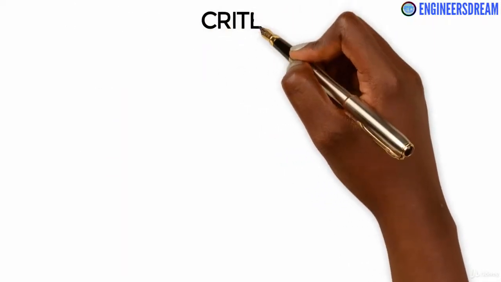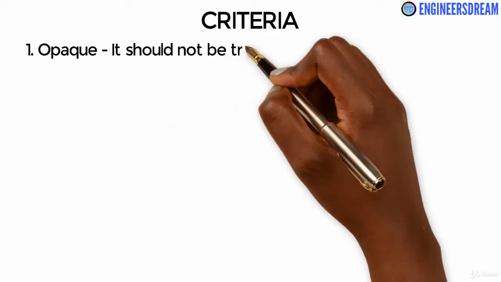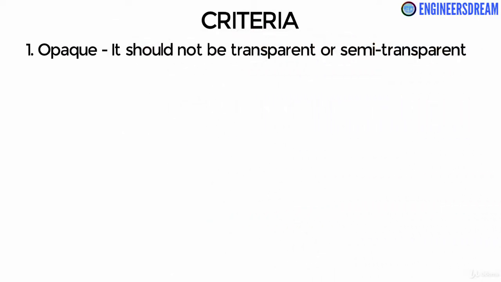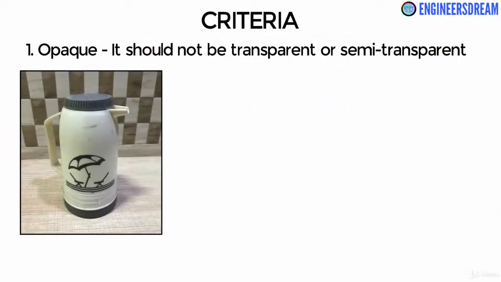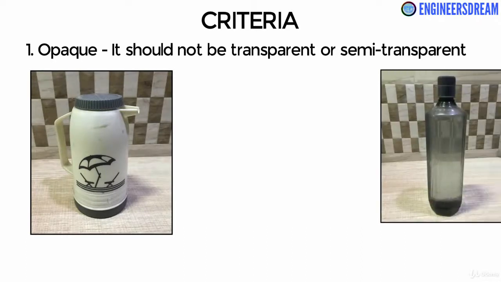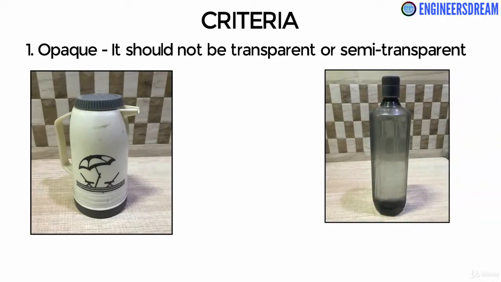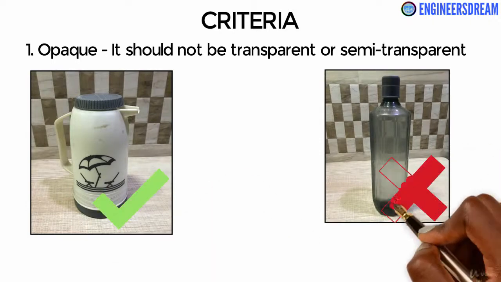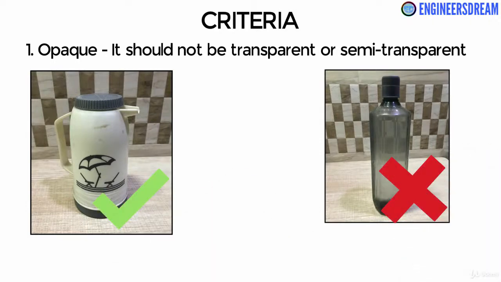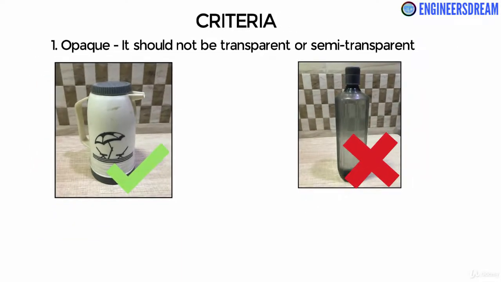Now, as per Vuforia's website, the 3D object that is used for object tracking should meet the following criteria. First, it should be opaque, that is, it should not be transparent or one should not be able to see through that object. For example, the bottle on the left is opaque as you cannot see through it. The bottle on the right is not opaque as we can easily see through it.